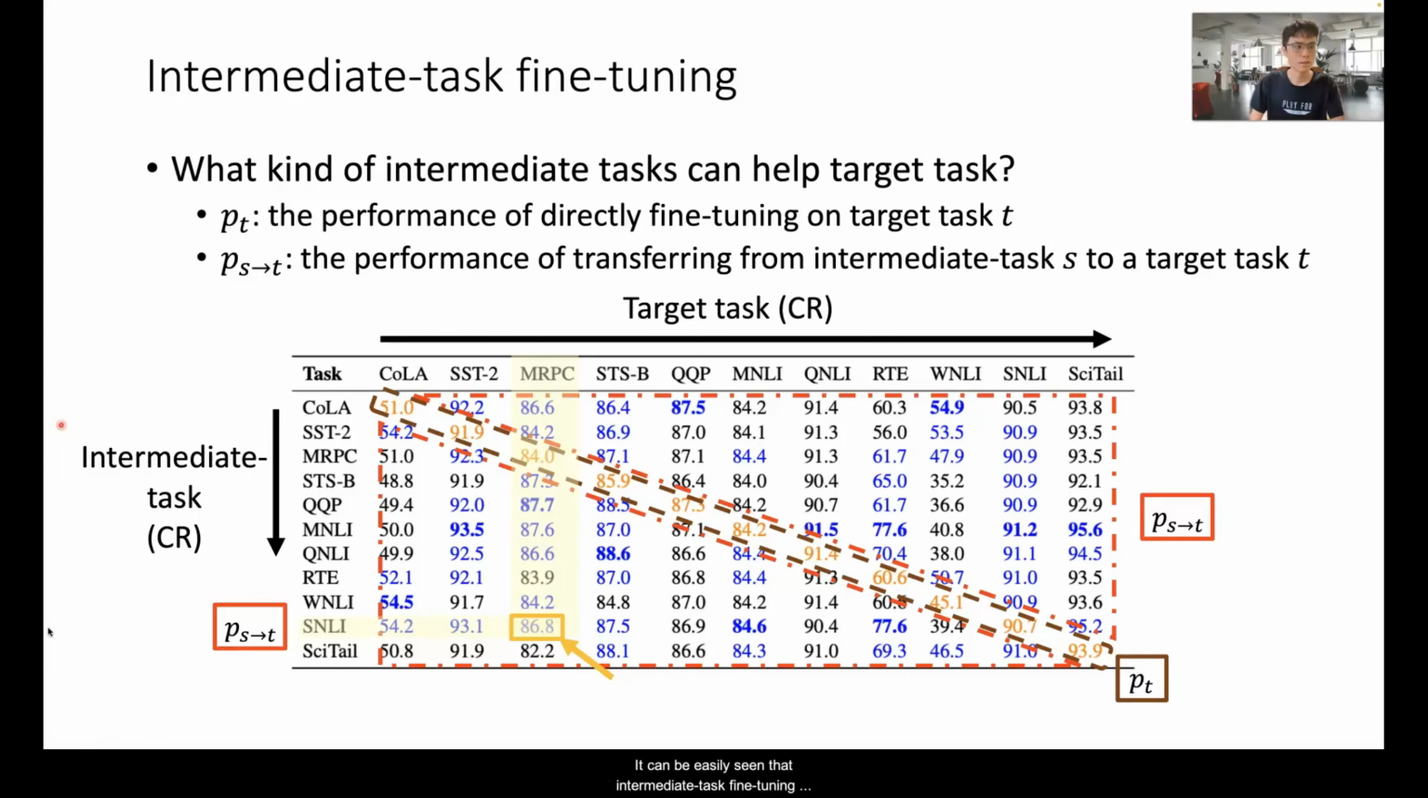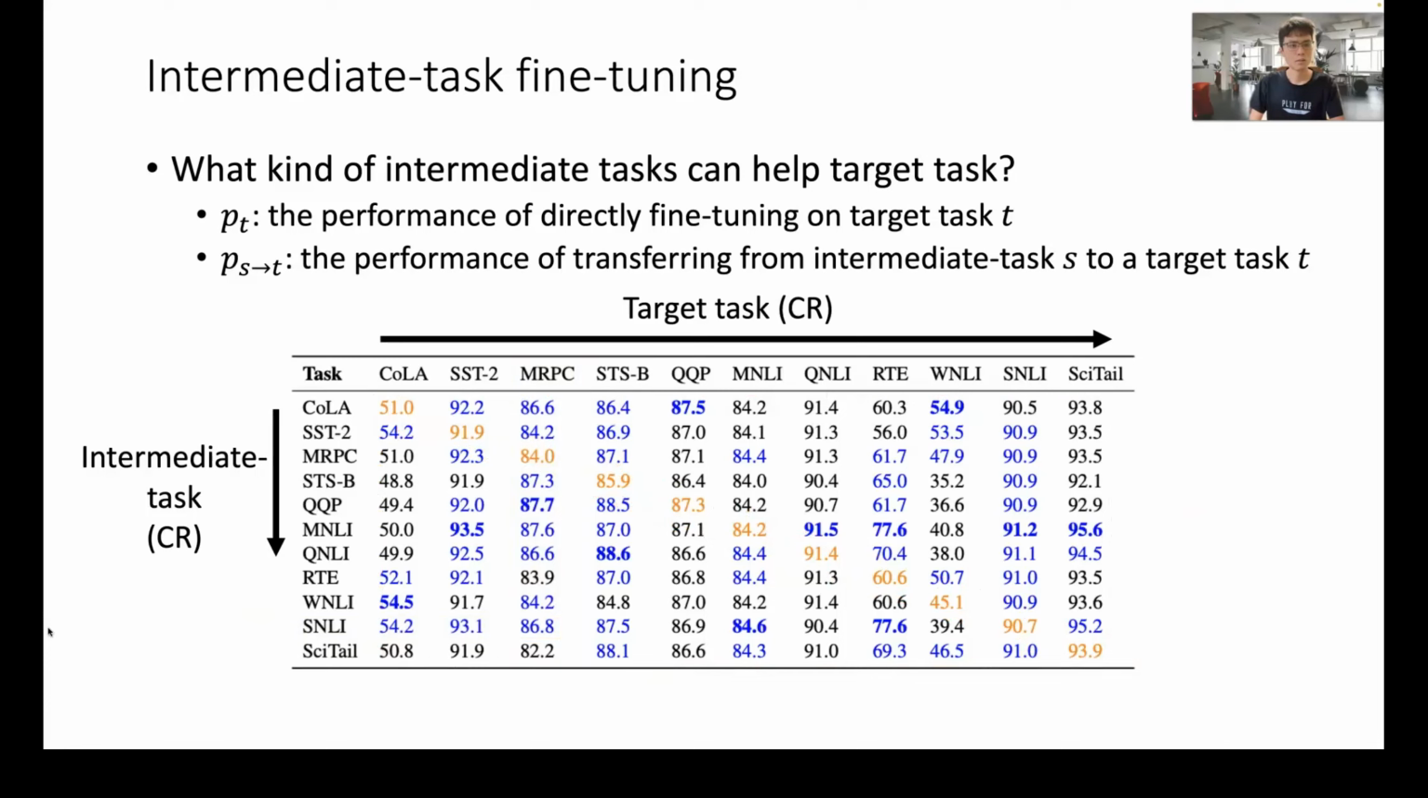It can be easily seen that intermediate task fine-tuning can bring positive transfer in most cases. For a target task, the number in boldface is the best performance among all other intermediate tasks. For example, among all the other classification tasks, the best intermediate task for WNLI is COLA.